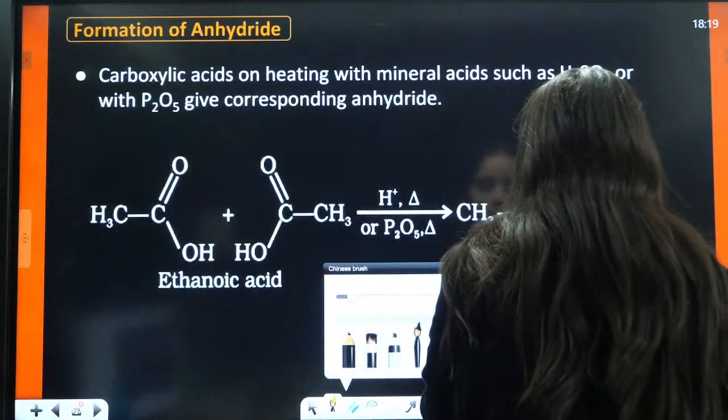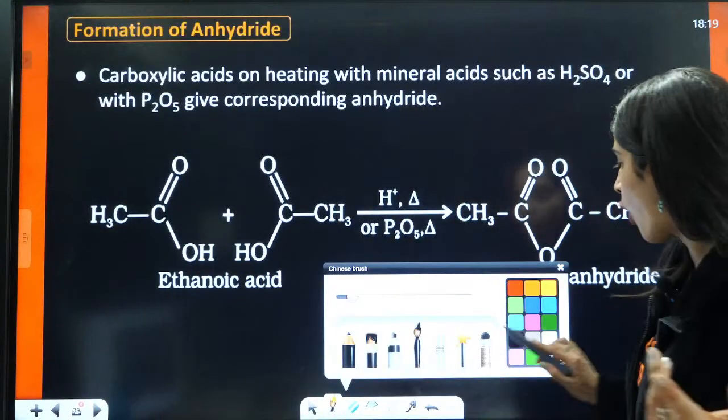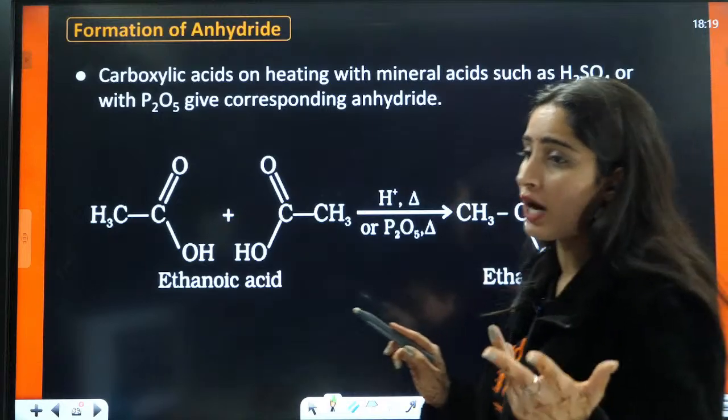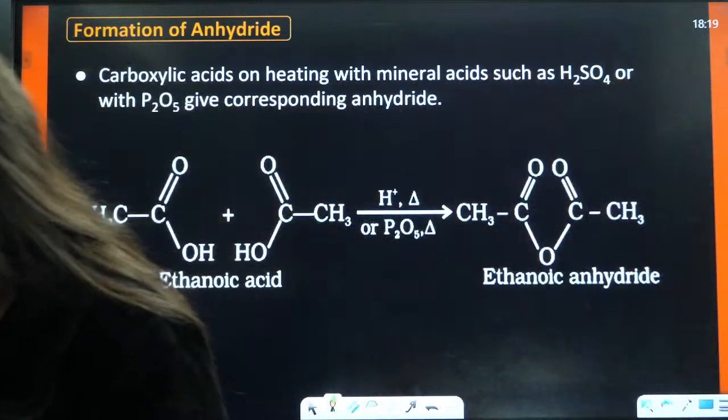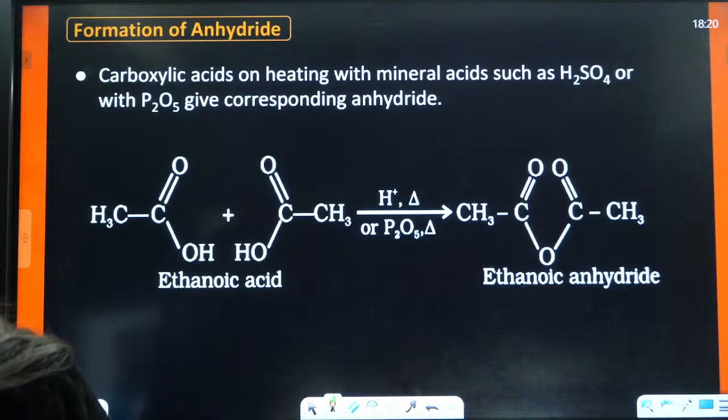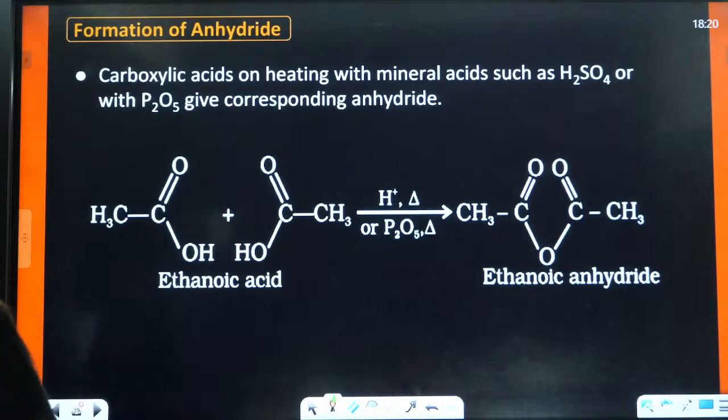Now let us see the chemical properties of carboxylic acids. So is everybody ready for the chemical properties or not? Are you guys ready for the chemical properties or not?